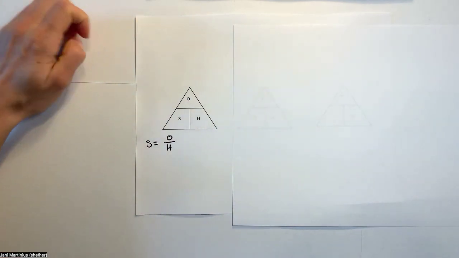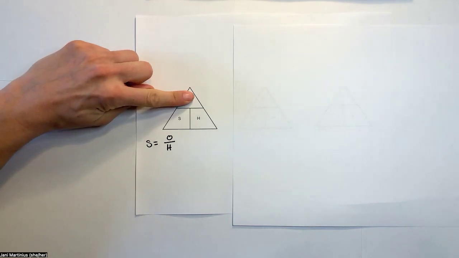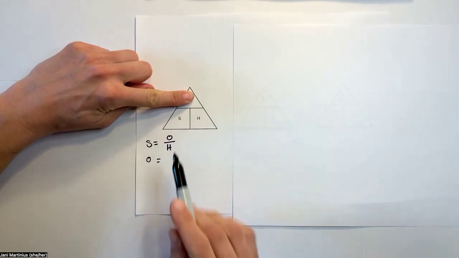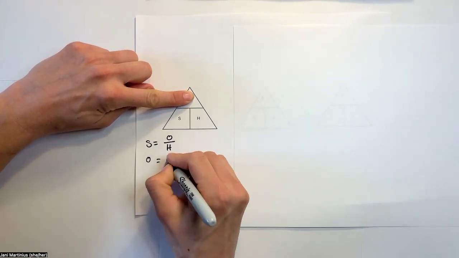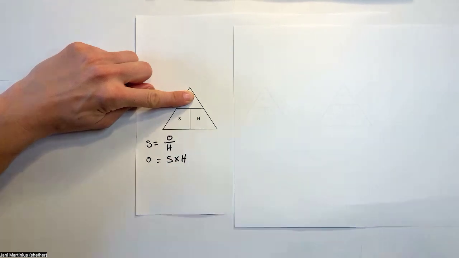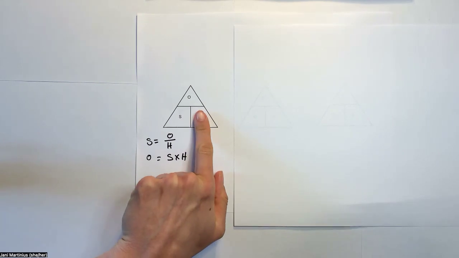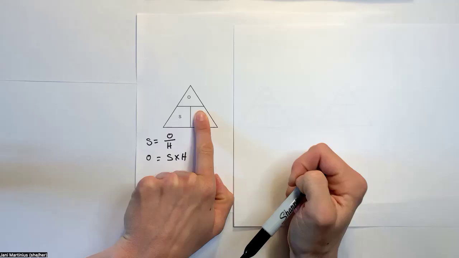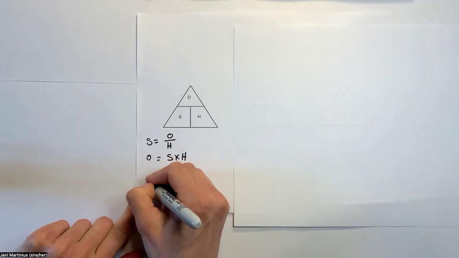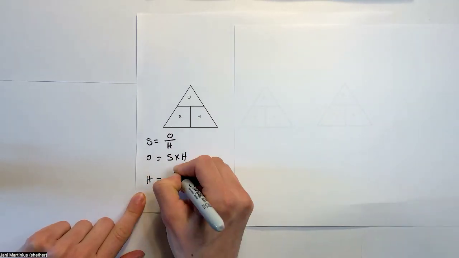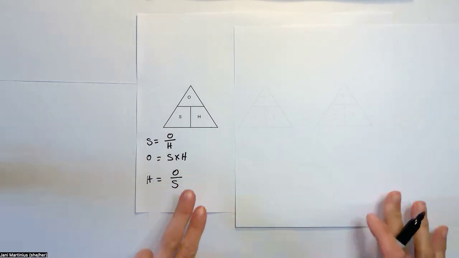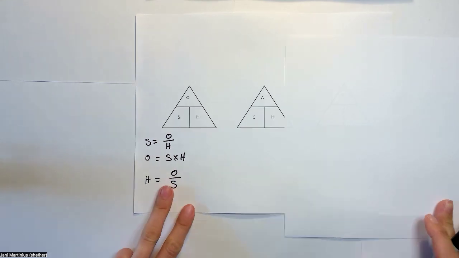Okay, next one. What if we are looking for the opposite side? So O equals, and what do we have left? S times H. Then we have one left. What if we're looking for the hypotenuse? Then we have O divided by S. And that's how she goes. Now let's move on to the next one.